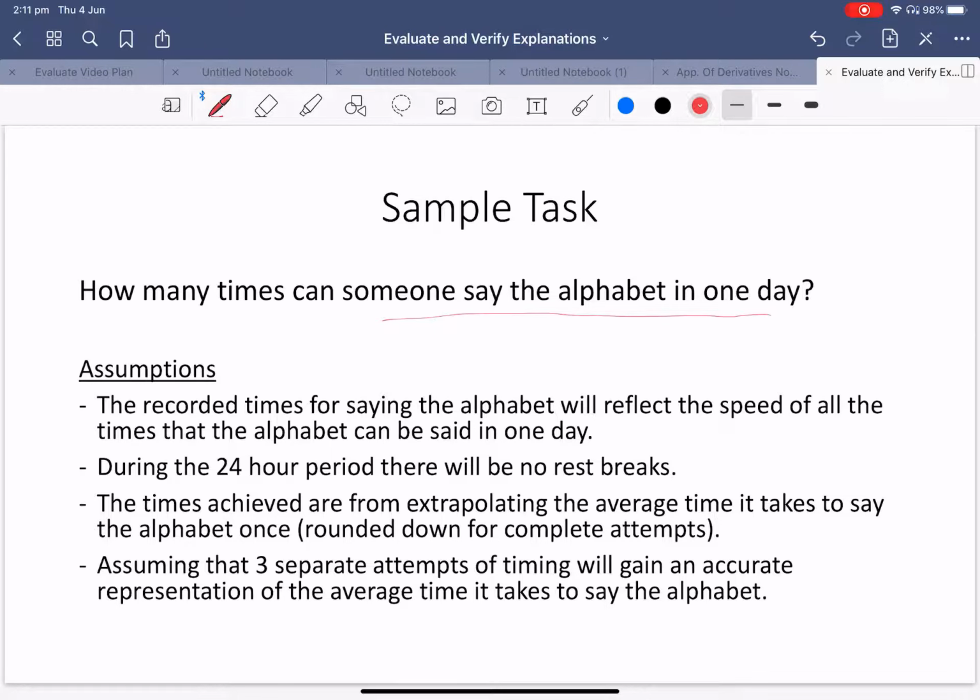So we're going to get an answer for the amount of time for one saying of the alphabet, or reciting of the alphabet, and then extend that out to a full day. And then we're going to assume that three separate attempts of timing, and then averaging, will gain a representation for how long it takes to say the alphabet.